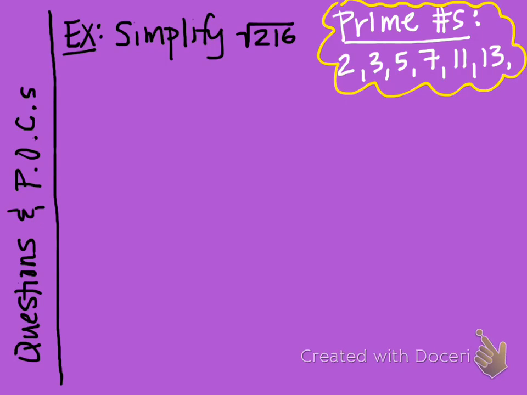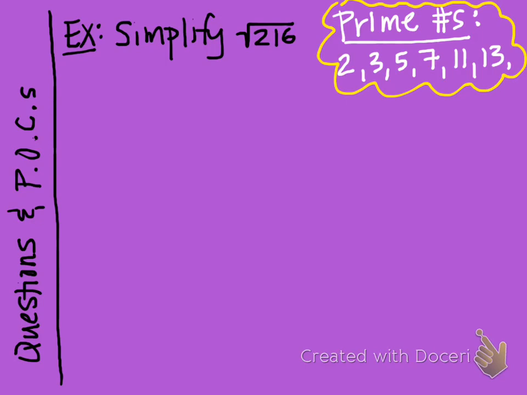So first thing we're going to do is simplify the square root of 216. Now, you could type this in your calculator, but it's going to give you a decimal equivalent, which is not an exact answer. So if we ever say we want the exact answer, we want you to simplify it in one of the methods that I'm about to show you.